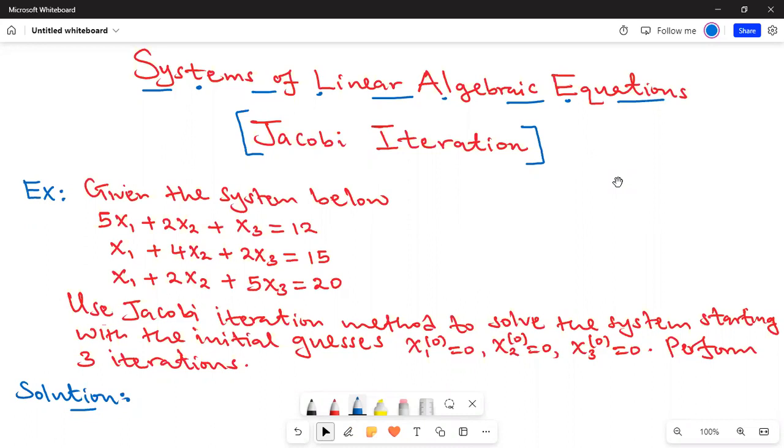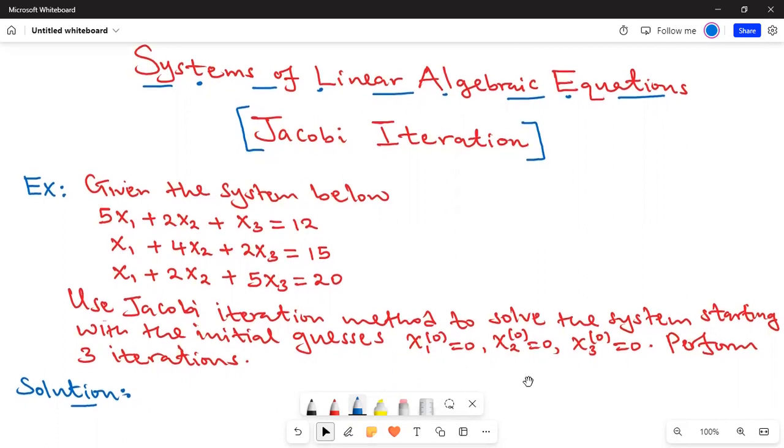Today, we are going to look at how to solve linear systems of algebraic equations, and in particular, the Jacobi iteration method. We are given the system below, and we are asked to use the Jacobi iteration method to solve it, starting with the initial guesses x1 at level 0 is 0, x2 at level 0 is 0, and x3 at level 0 is 0. Perform 3 iterations. So let's see how to go about this kind of problem.